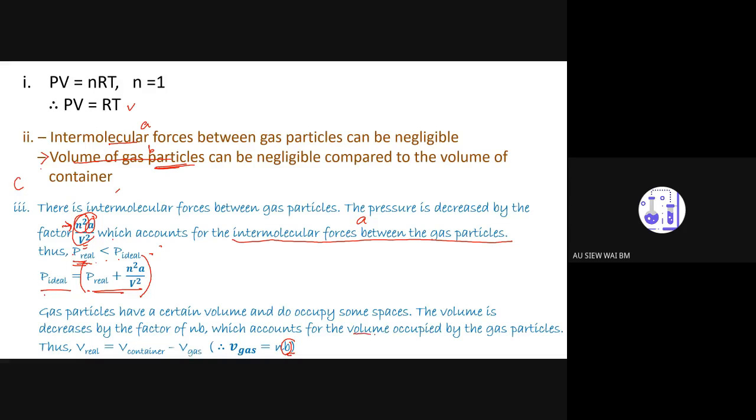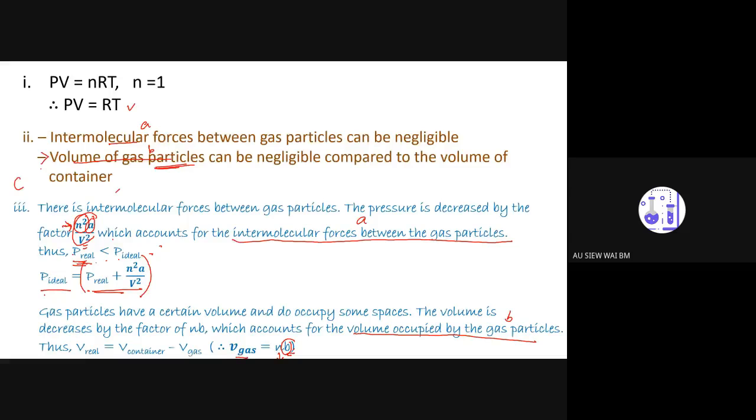After that, for the B part, B is the apa? The volume occupied by the gas particle. So this one is the B. So the volume occupied by the gas particle mesti dipengaruhi oleh bilangan mole dia. Semakin banyak molekul mesti volume semakin besar kan. So that's why kita ada NB.